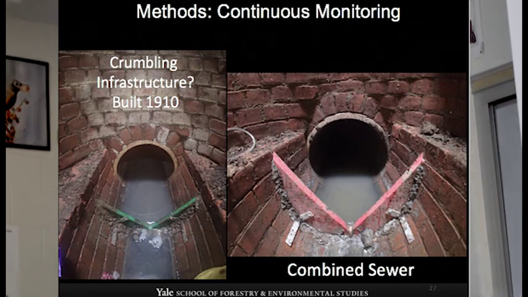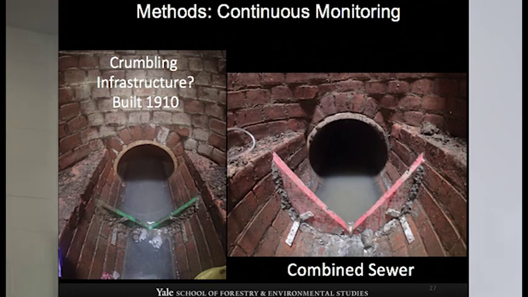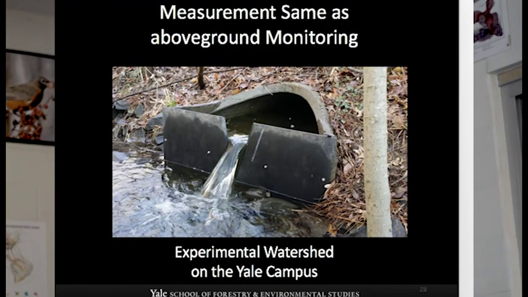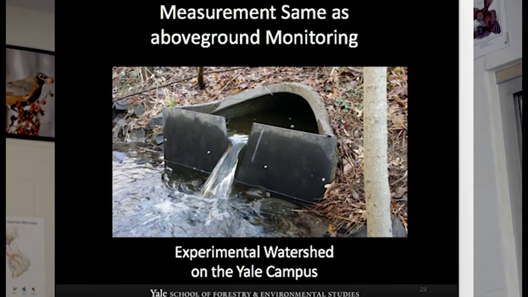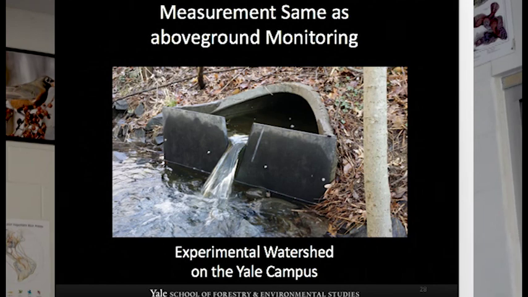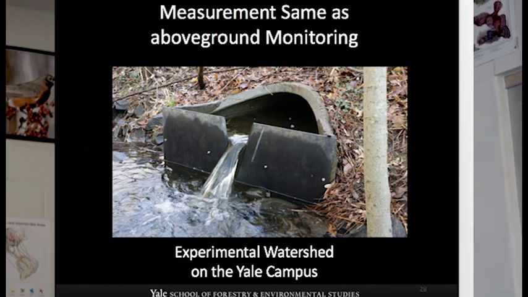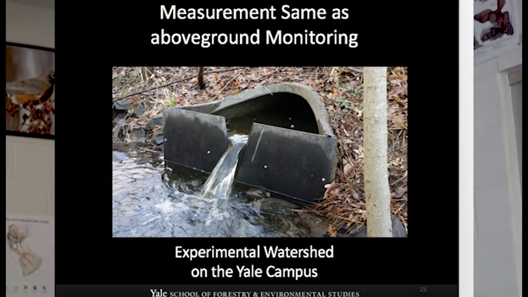Now the other thing, we hear about the crumbling infrastructure in this country. This thing was built in 1910, and it looks like it was built yesterday. It's amazing the quality of the craftsmanship that they had 100 years ago. And so these are the combined sewers, and it looks like sewage, and it is sewage, trust me. But we're using the same kind of methods that we do above ground, and this is an experimental watershed that's over on Yale campus. And again, the whole idea is you put in a very simple device that measures the water depth, and because of the known geometry and so forth, you can go directly from that depth measurement to how much water is coming through.